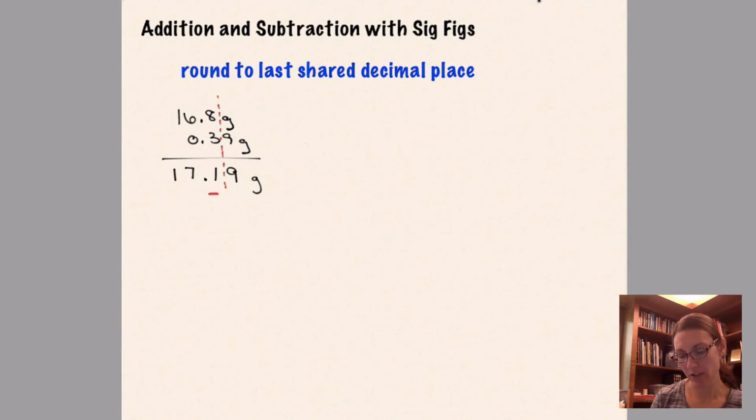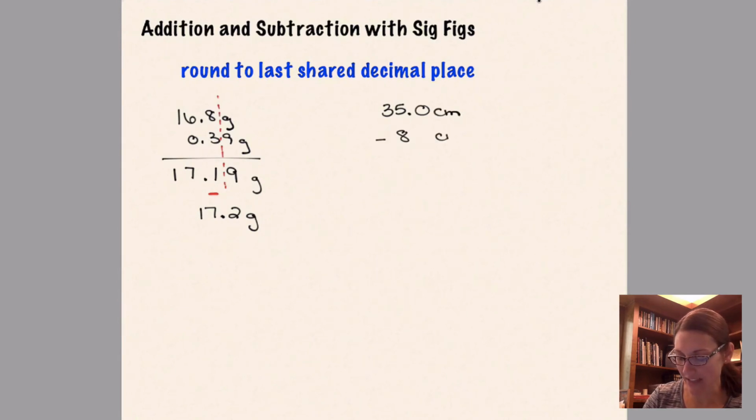So you'll take a look at the number to the right of where your place value needs to be, and you're going to have to decide, is what's following going to require me to round up or to leave the number where it doesn't round down? Well, 17.19 is definitely closer to 17.2 than it is to 17.1, so you would properly report this value as 17.2 grams.